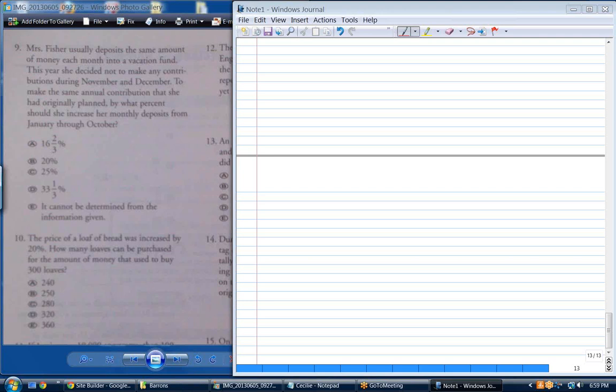Okay, Mrs. Fisher usually deposits the same amount of money each month into a vacation fund. This year she decided not to make any contributions during November and December to make the same annual contribution that she had originally planned. By what percent should she increase her monthly deposits from January through October?